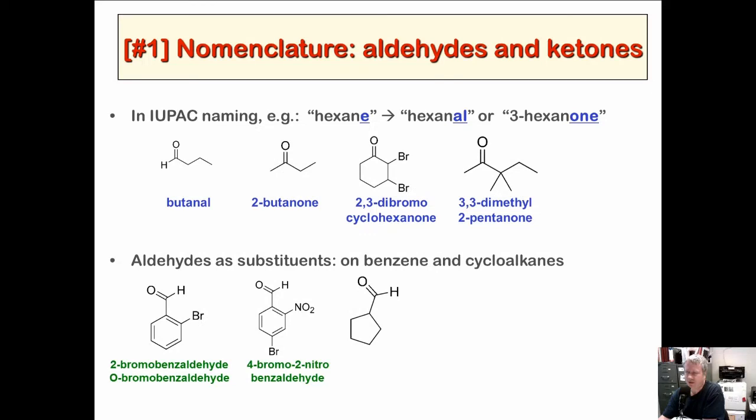How do you name it if it's like a substituent, like an aldehyde on a ring? You would call this cyclopentane, and then the aldehyde you call carbaldehyde. So it's kind of a weird naming, and a lot of naming's weird, but that's how you would go about naming that. Cyclopentane carbaldehyde. Carbaldehyde refers to the aldehyde substituent in this case.